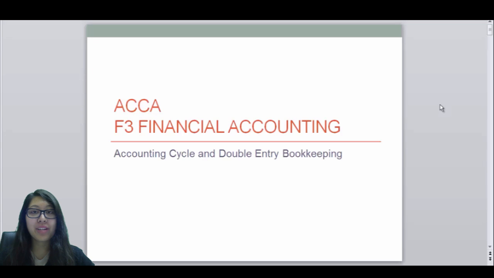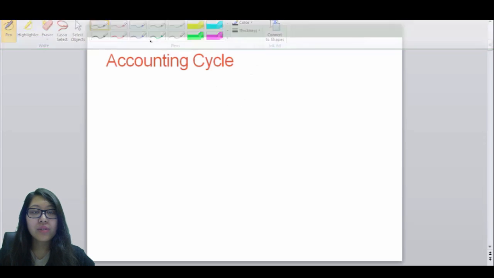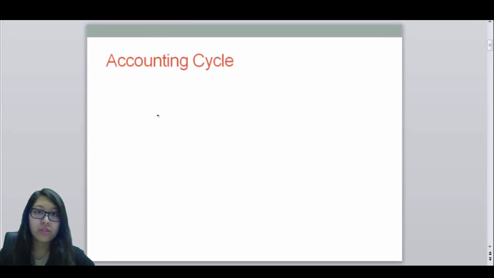Today we will be discussing the accounting cycle and double entry bookkeeping. Firstly, let's begin with the accounting cycle. The accounting cycle begins with the source documents. With regards to the source documents, that means we're talking about the invoices, the sales orders, purchase orders, and so on. This is because when it comes to financial accounting, everything always has to begin from somewhere, and financial accounting is about recording and summarizing and posting financial records, so we always have to start from the source documents.